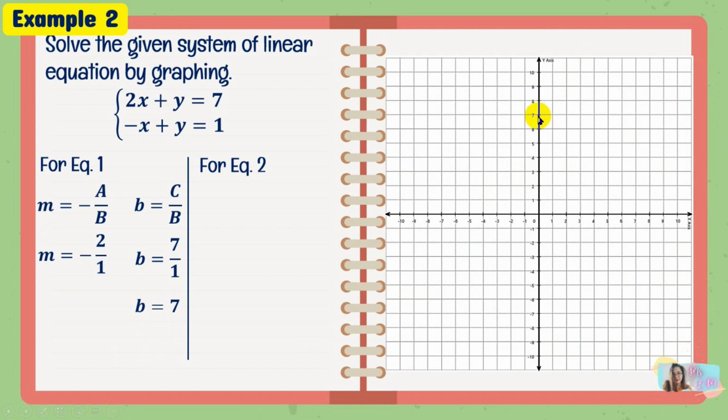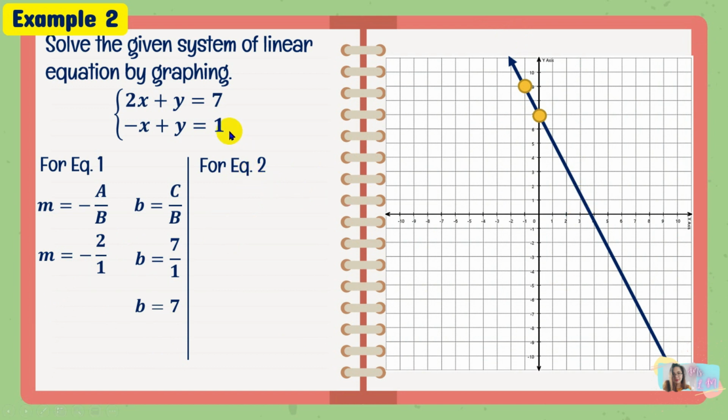Positive 7 of y, so nandito siya. And then, positive 2 na rise, 2 units upward, 1, 2, and then 1 unit to the left kasi negative yung slope natin. And doon natin ipa-plot yung second point. Then we have to draw the straight line passing through these 2 points. And again, i-extend na po natin yung line na yon para po mas makita natin kung meron nga bang magiging point of intersection later on kapag na-plot na natin yung second equation.